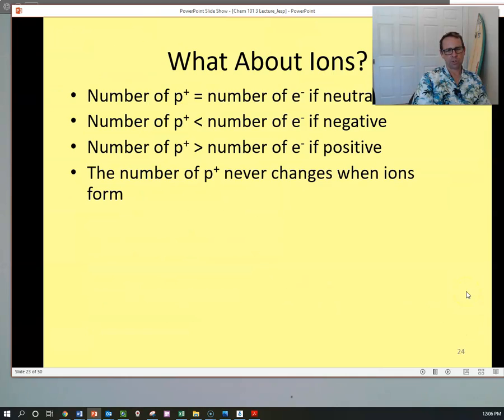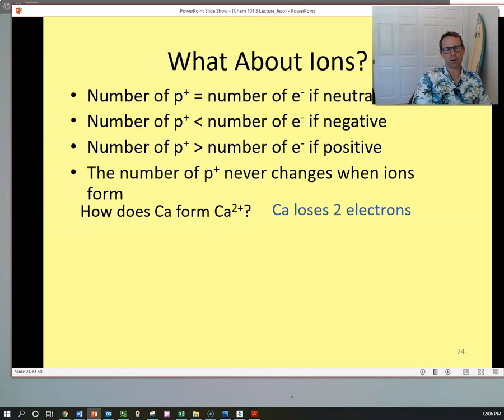Okay. So, here's a little quiz. How does calcium go from Ca to Ca+2? It's losing 2 electrons. Very good. It loses 2 electrons. How does N3- get formed from nitrogen? How does nitrogen go to N3-? It's gaining 3 electrons. Excellent job. It's gaining 3 electrons. We never lose or gain protons in chemistry class, right? We're losing or gaining electrons.